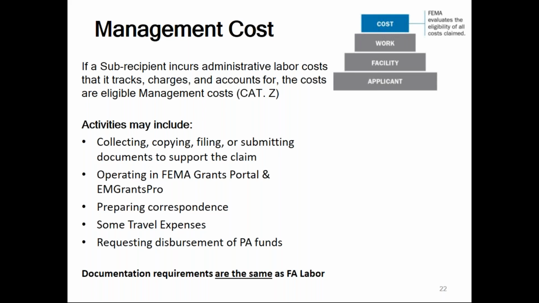Activities that may be included for management cost activities would be things such as collecting, copying, filing, or submitting documents to support the claim, operating in FEMA's grants portal and EM Grants Pro, which we've talked about a little bit, preparing correspondence, possibly some travel expenses, and requesting disbursement of PA funds. The documentation requirements are the same as I explained in force account labor. The difference being that all management costs, if you're keeping track of your time to manage this grant, both regular time and your overtime hours are eligible, but the documentation requirements are the same.